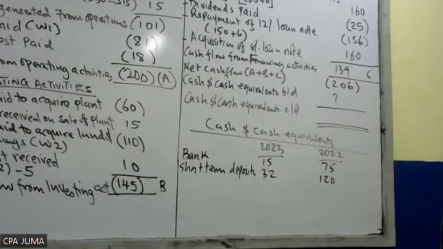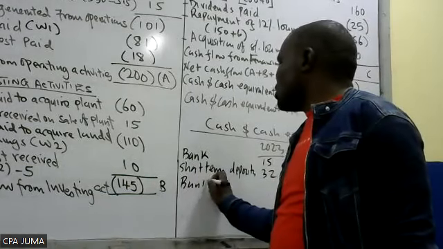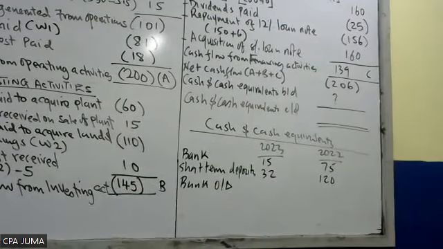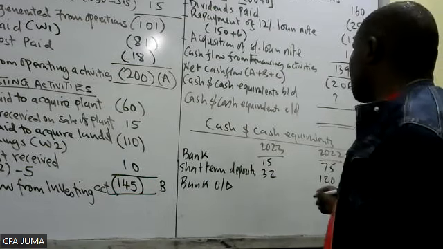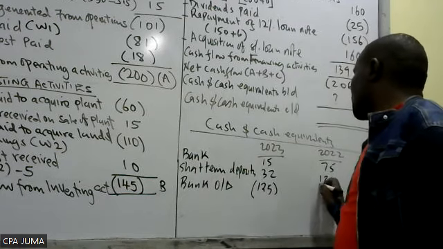Then there is bank overdraft. Bank overdraft is a negative cash equivalent. So go down there for bank overdraft. I'm seeing 125, just confirm. Then the other side, I'm seeing 0. So 125, you subtract, and 0.